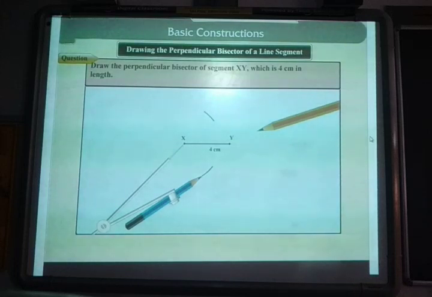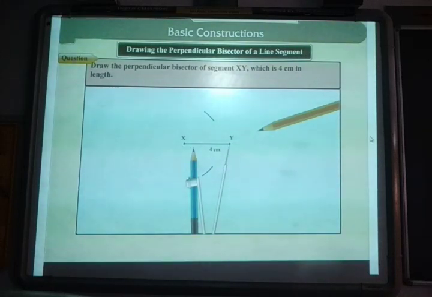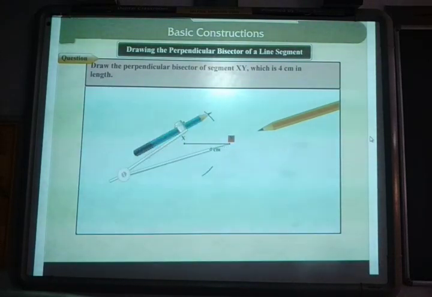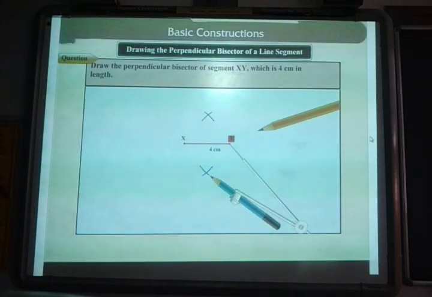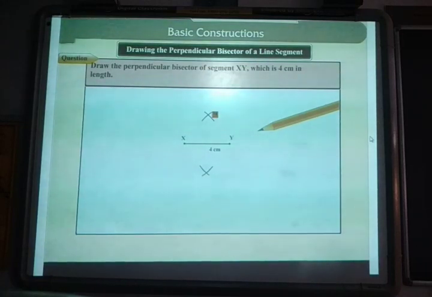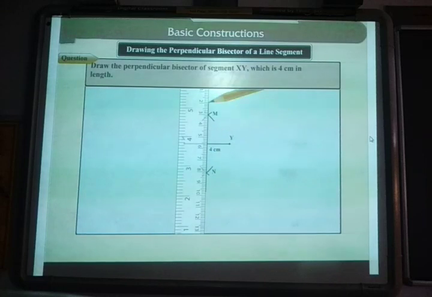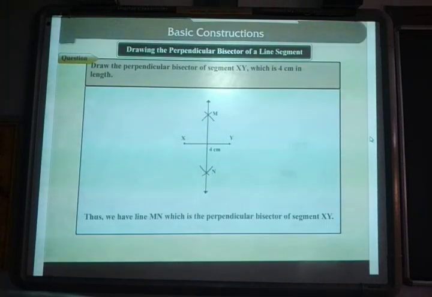Keeping the same span, place the compass point on point Y and draw an arc on either side of segment XY to intersect the previous arcs. Name the two intersection points as M and N. Draw line MN. Thus, we have line MN, which is the perpendicular bisector of segment XY.